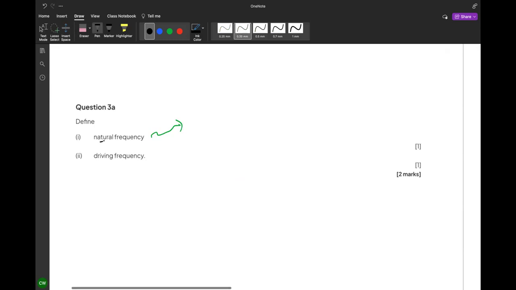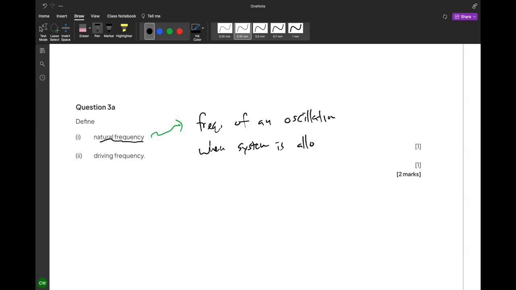Okay, this one is a frequency. This is a frequency of an oscillation when the system is allowed to oscillate freely. When the system is allowed to oscillate freely. When you are free to oscillate, then you are having natural frequency.